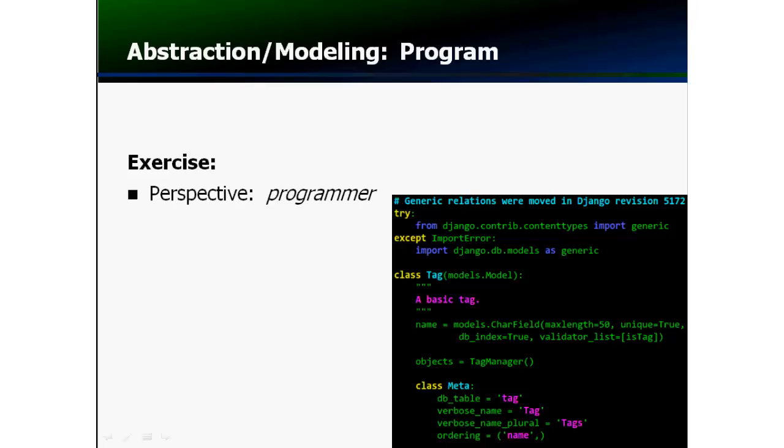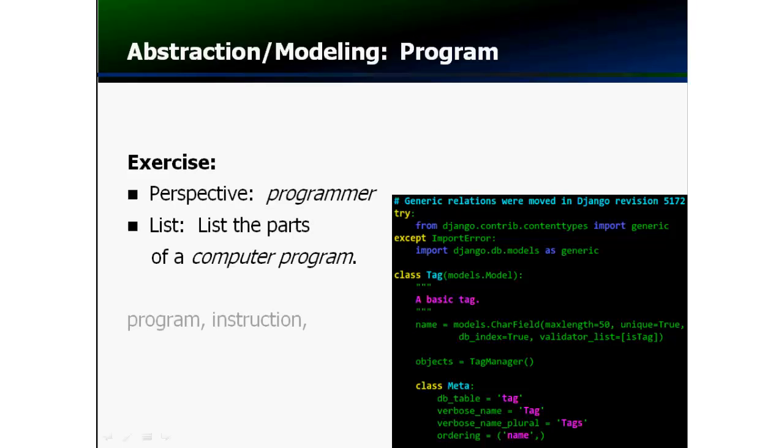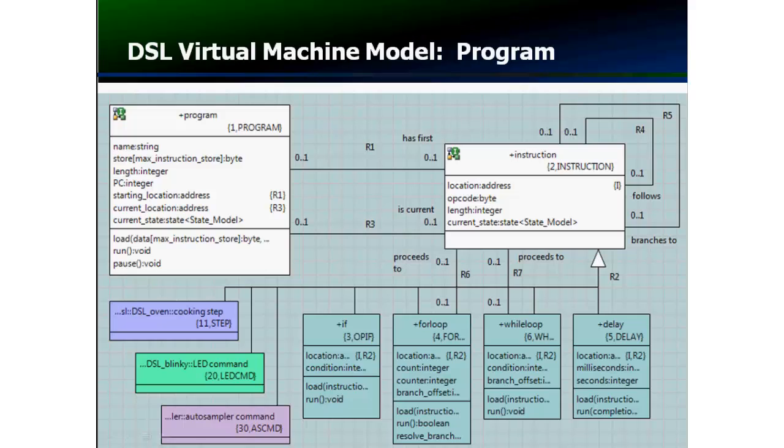Now, with the autosampler application in the backs of our minds as the target for our domain-specific language, let's consider how we would use executable UML to model a domain-specific language. First, we would abstract, identifying the important stuff and leaving out the irrelevant details, and identify that the parts of a programming language are program, instruction, opcode, parameter, and then build an xtUML model of just exactly that.